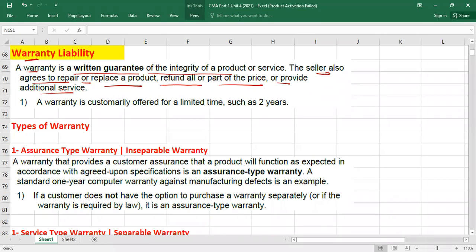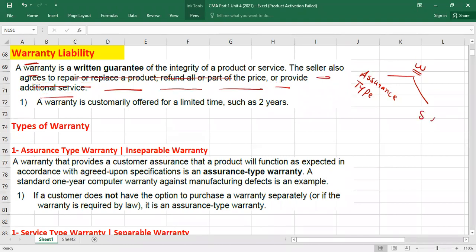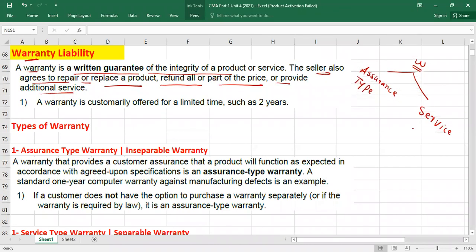And now guys, there are two types of warranties. One is called assurance type warranty. I'm explaining warranty types, there are two types. One is assurance type warranty. The second is called service type warranty. Let's see what the difference is first.